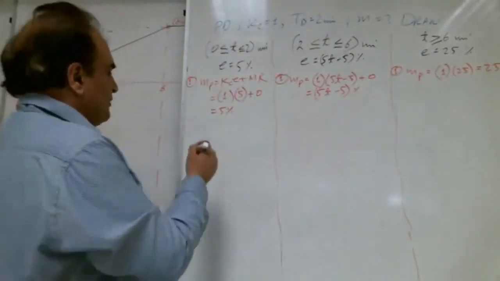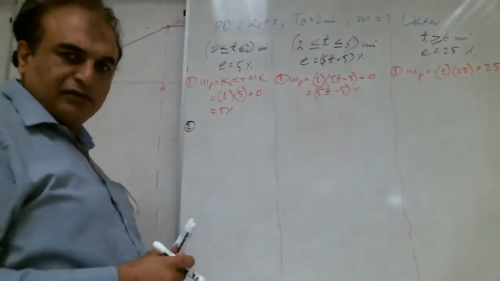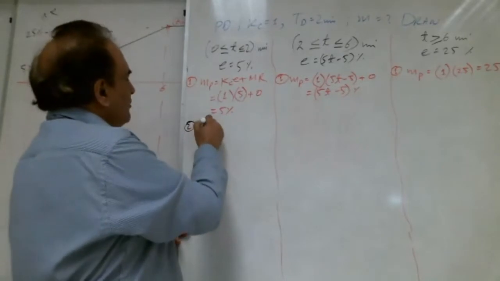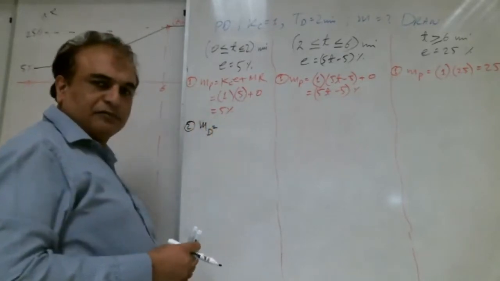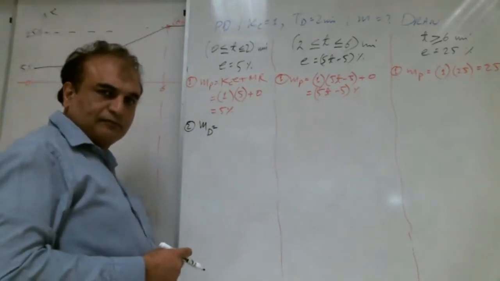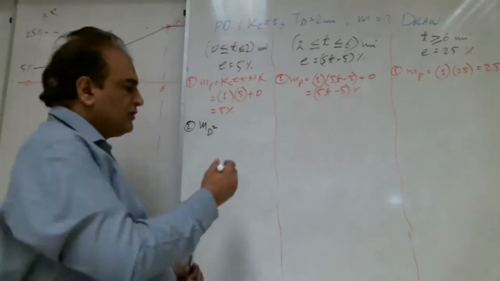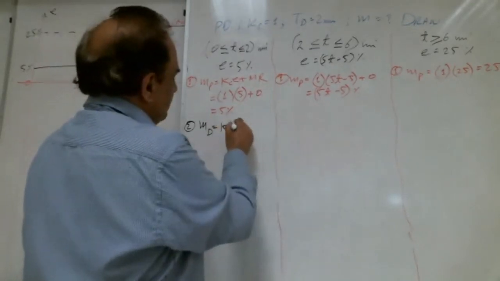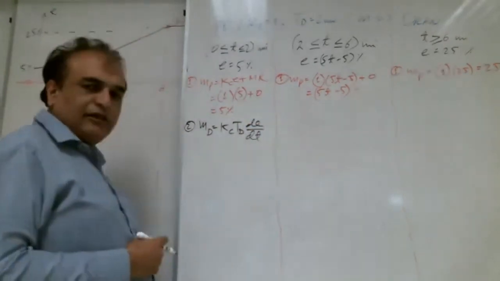What is the second step, Shabab? Very good. MD, output due to derivative action. What is MD, Shabab? Please tell me what is the formula for MD? KC, TD, DE. Very good. KC, TD, D or DT.